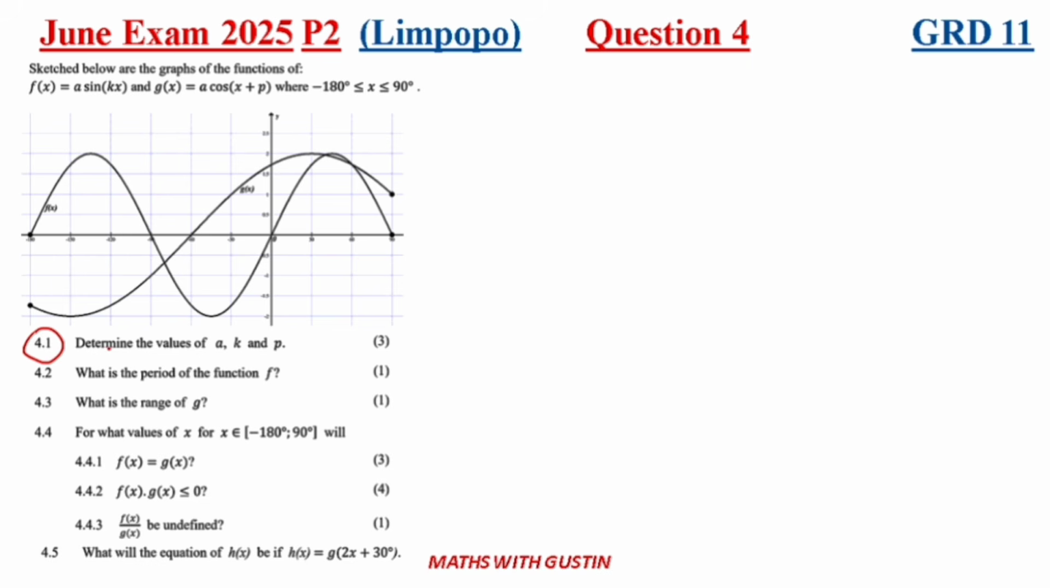So 4.1 says determine the values of A, K, and P. And in 4.1, I'm just going to give you a quick lesson here. When it comes to trigonometry, let's say for an example, you've got a function here, it says y is equal to b sine x. So this one here refers to an amplitude. This measures an amplitude.